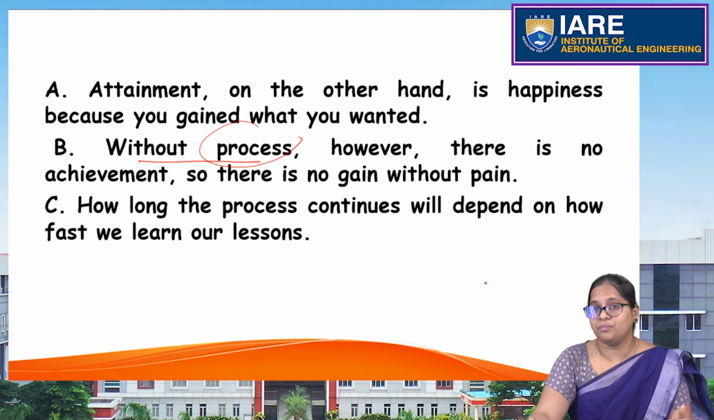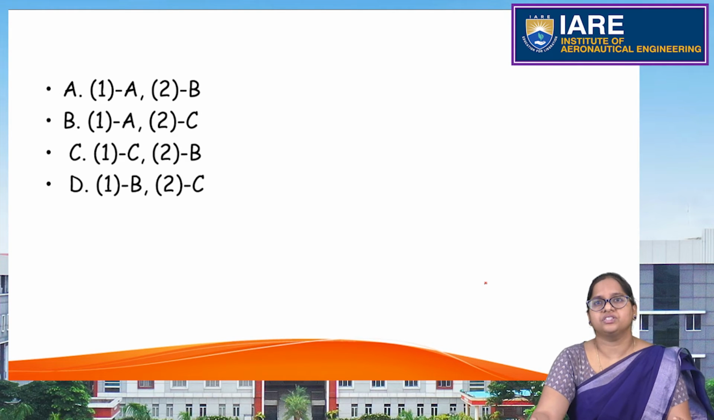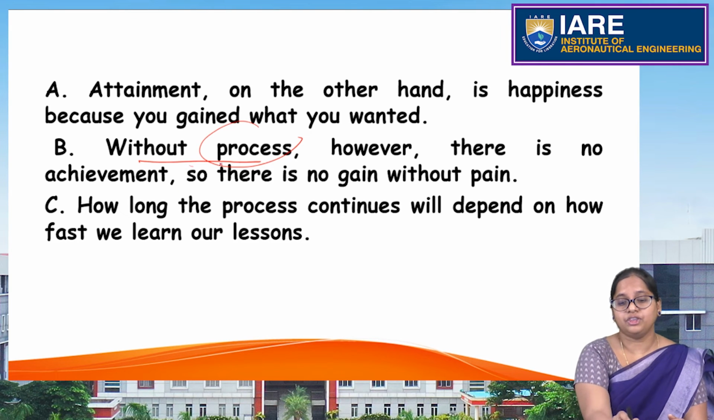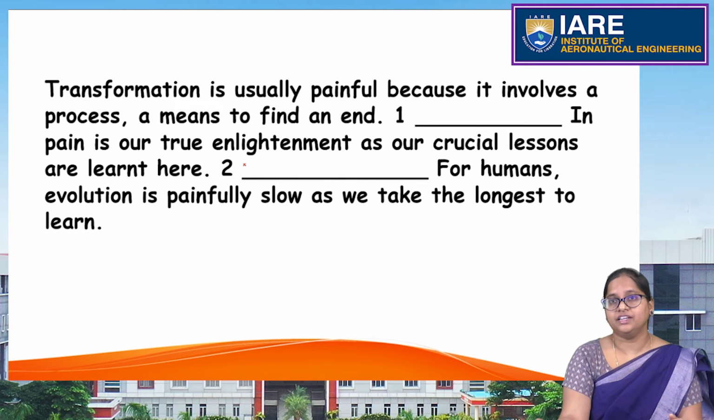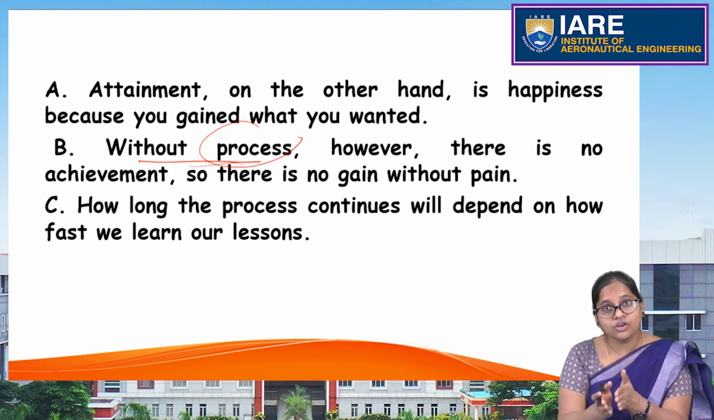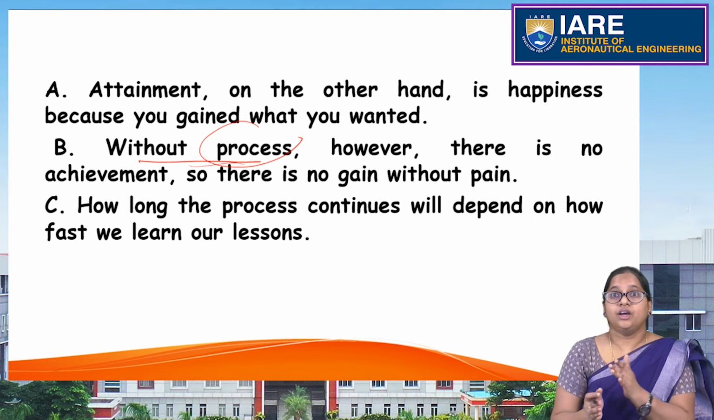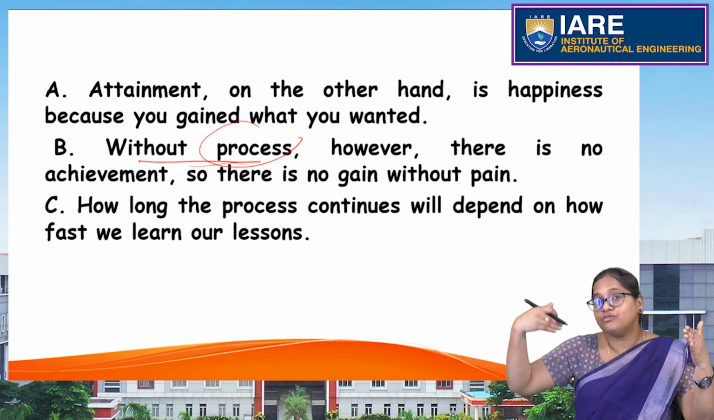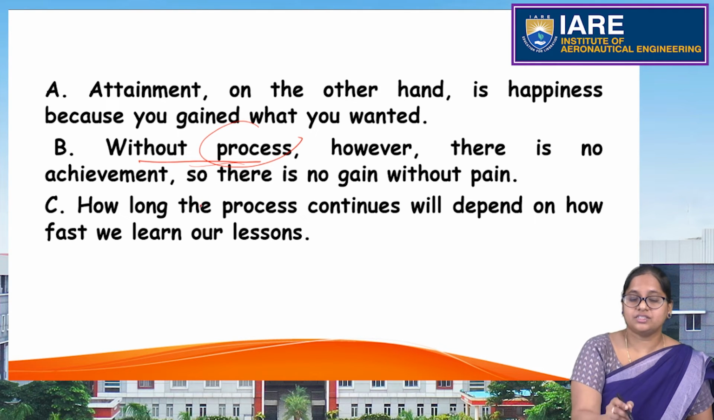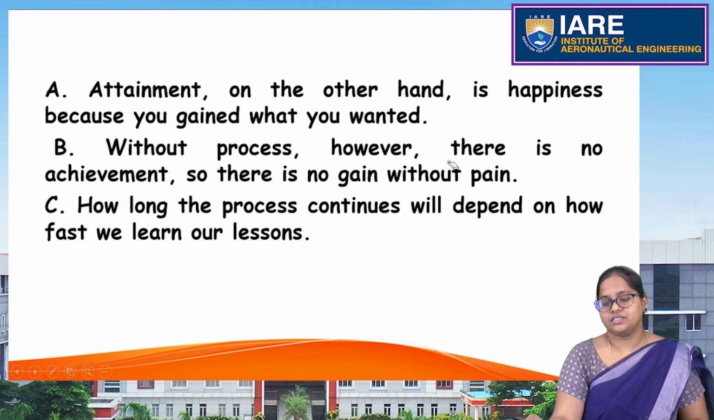There is a chance that B and C can be the options. Obviously, you can go with option D because without the process... Now here, earlier it mentioned that it involves a process. Now you can see the sequence. Without this process, there is a process. Now without this process, however, how long the process is, again, is a further idea. That is why this C will come only after B. You cannot take C as the immediate sequence to option A.